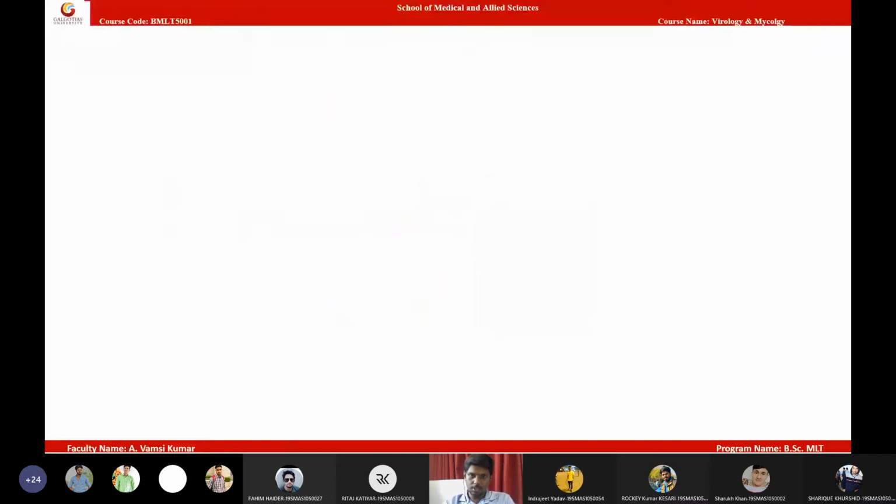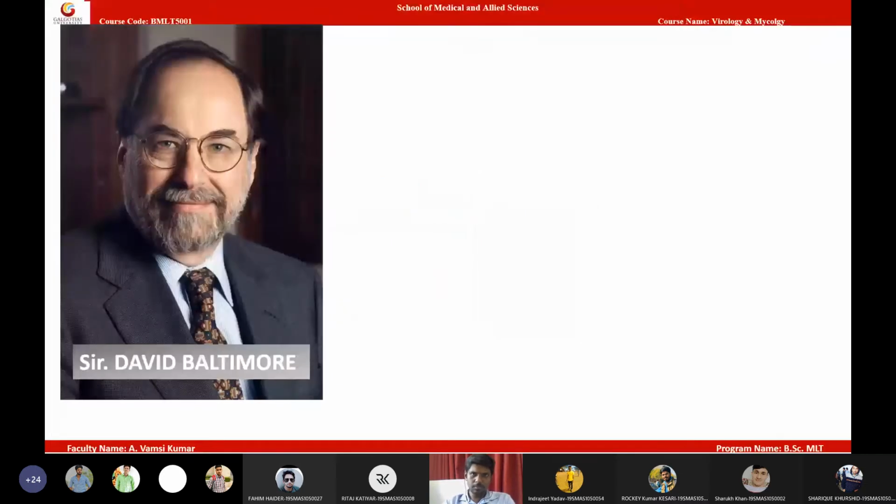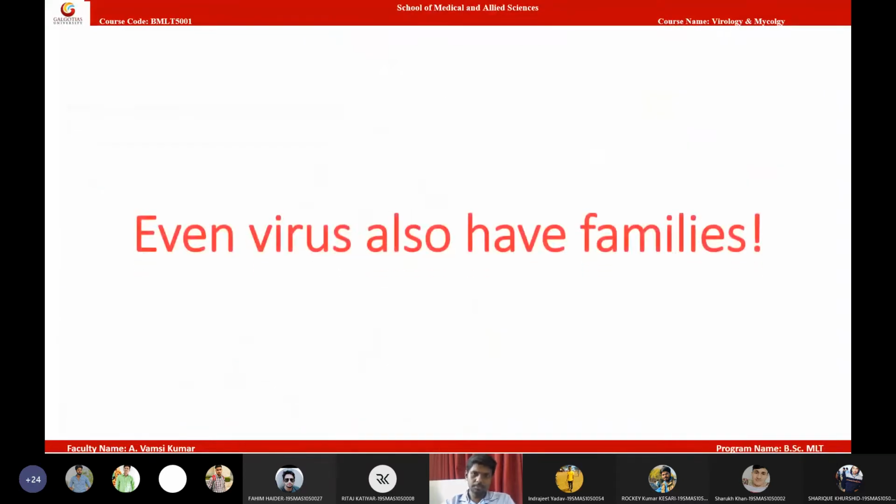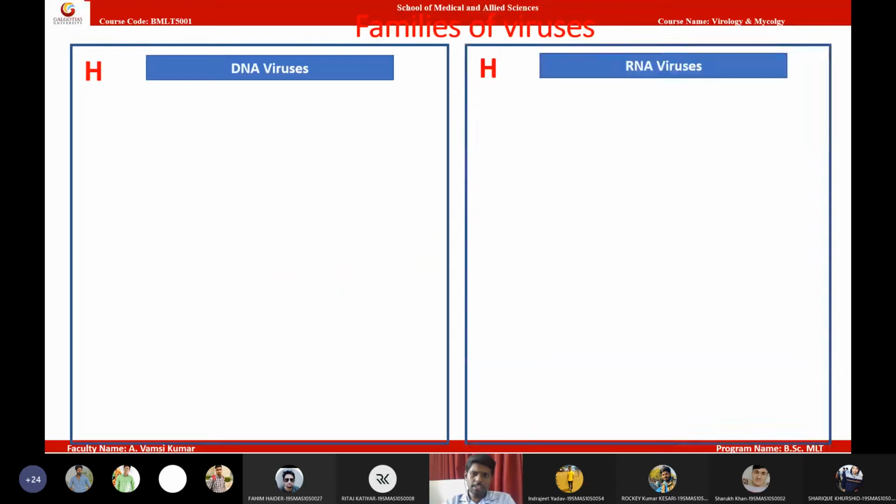Coming to the classification, viruses are classified into two types. We have DNA viruses and RNA viruses. Both in DNA and RNA viruses, we have families and species. The families in DNA viruses are HAPCUBE. HAPCUBE is a mnemonic for memorizing the DNA virus families. Can anyone say the full forms of this HAPCUBE? What are the DNA families?